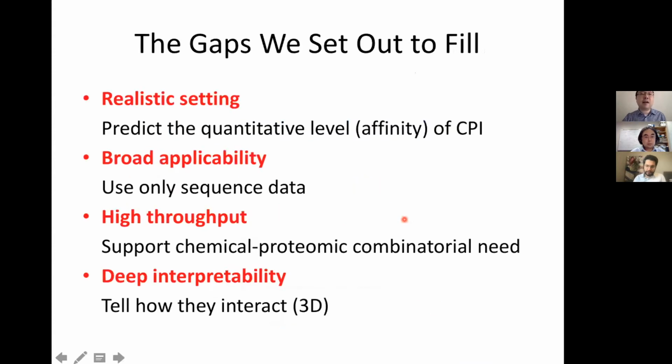So when we started this topic, we were asking, can we get the best of both, right? Can we make this realistic setting that we can predict at the quantitative level, like affinity, not classification, and we only use sequence data so that it's broadly applicable at the genome level? We want to have a high throughput model that can enable the chemical proteomic combinatorial need. And at the same time, we want this model to have really interpretability or explainability. So these were the reasons we worked on this problem.